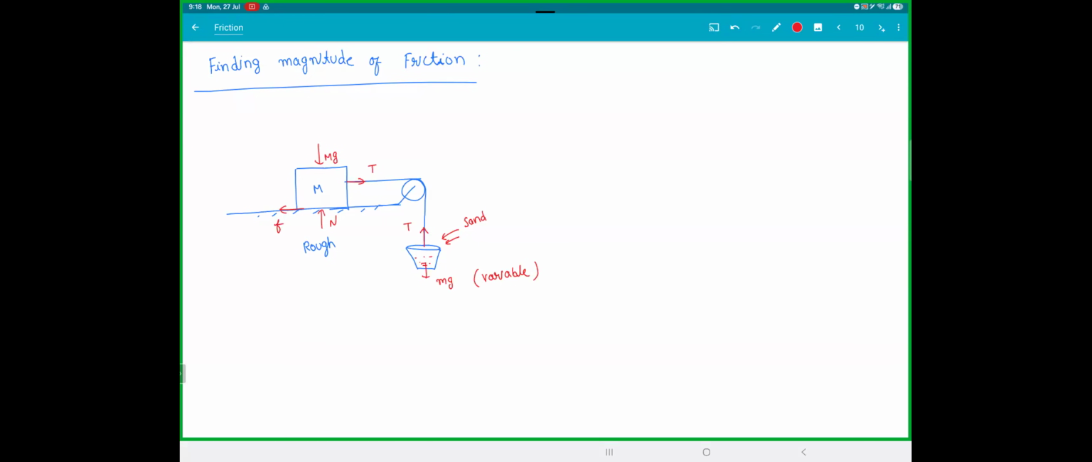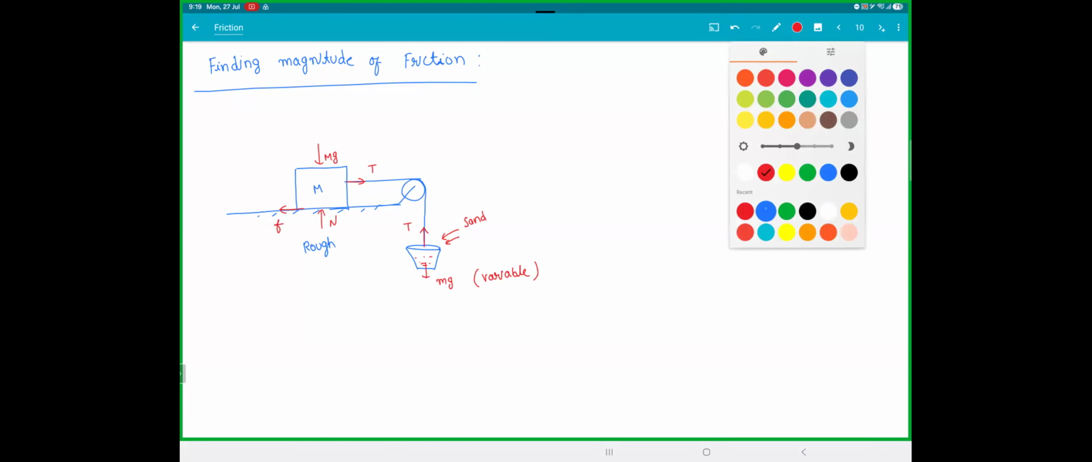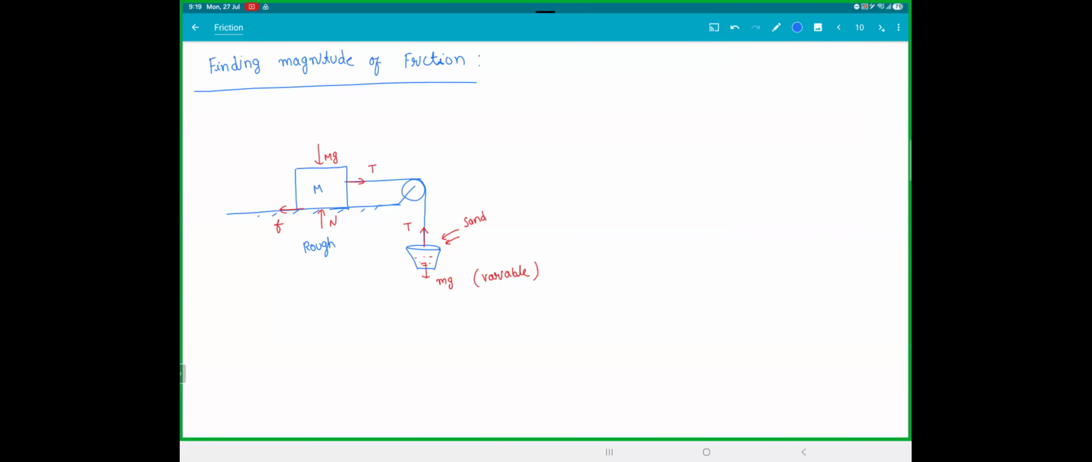Now, when we did the experiment, what did we see? It is always like that. You do an experiment, you get data, and from there you try to figure things out. As mass m, which is the sand, increases, as you put the sand little by little, we observe the block does not move, up to a certain value.